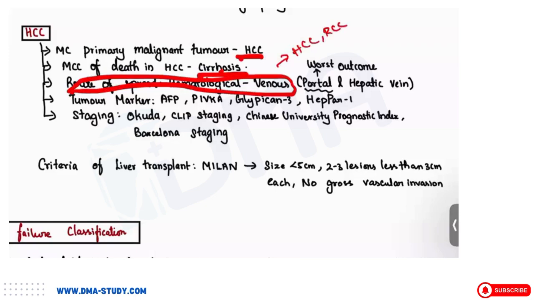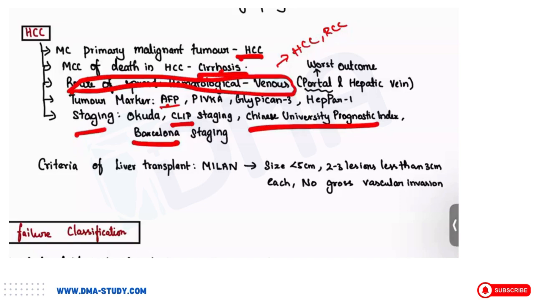What are the two cancers which do the venous spread? There are only two cancers that will do that: HCC and RCC. Renal cell and hepatic cell. Okay. And tumor marker, most commonly AFP. This has been asked almost 10 times. So no, they won't ask. If you're lucky, they may ask. Okay. And staging here: Barcelona staging, CLIP staging and CUPI. Chinese University Prognostic Index. Okay. This is for HCC. And whenever the patient progresses, the only way is to do liver transplantation.